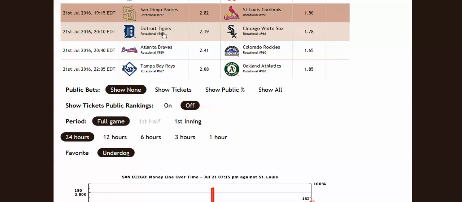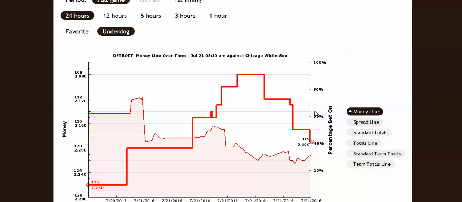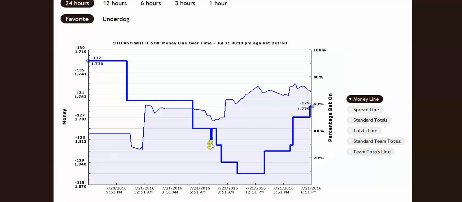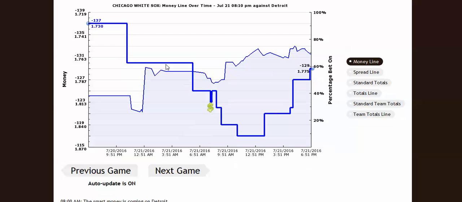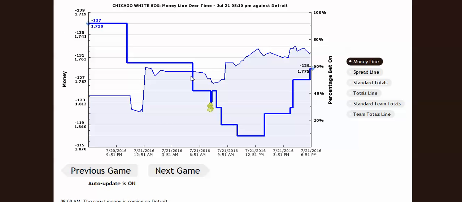Okay, this game starts a little later, but we can look at this. Okay, this isn't as lopsided. There's 30% of the money on the Detroit Tigers, while there's going to be 70% on the White Sox. See, this is kind of tricky. Right here they're telling us the smart money's coming on the White Sox because on the Tigers, you see, it says the smart money's coming on Detroit. But this isn't necessarily a big line movement. I mean, look, it went from around 130 down to like 125-ish, that's not a huge move. Like I said before, you want to see a line movement that's at least 10 points or more on the odds. So I wouldn't get too excited about this, even though it did keep dipping.